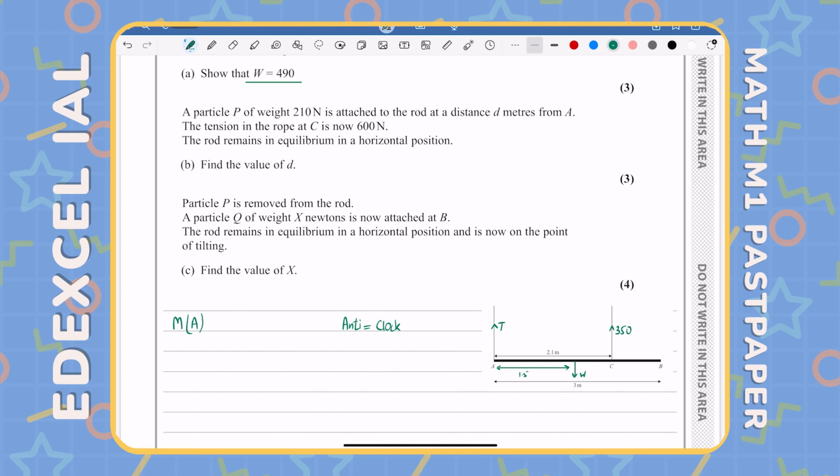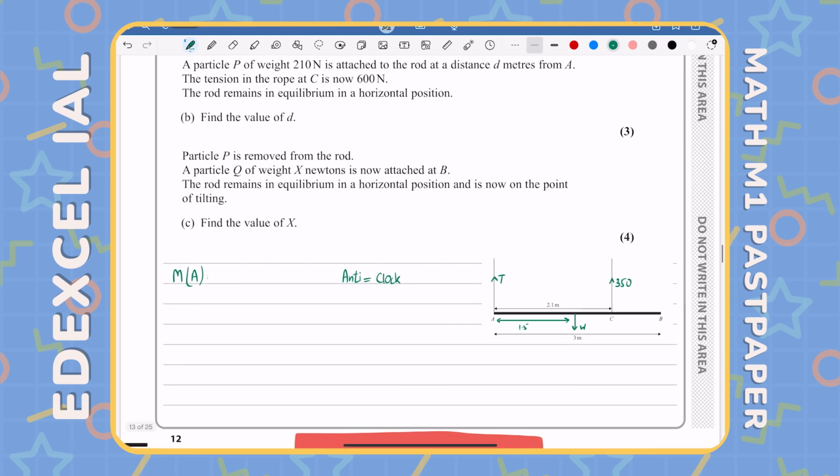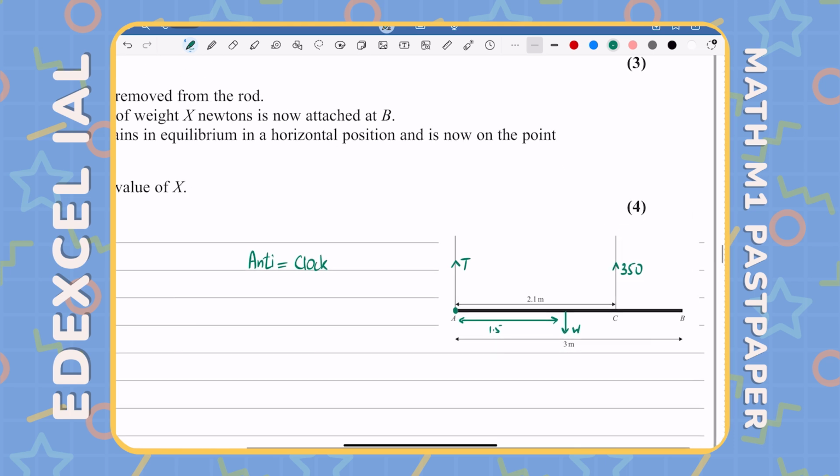Moment is basically force times the perpendicular distance from the point about which you are calculating moments. So let's first see all the forces acting in a clockwise direction and all the forces acting in an anticlockwise direction about A. A is our center, so make sure you don't forget that. Now W is a force acting in a clockwise direction, and 350 newtons is a force acting in an anticlockwise direction. We're using A as the fixed point.